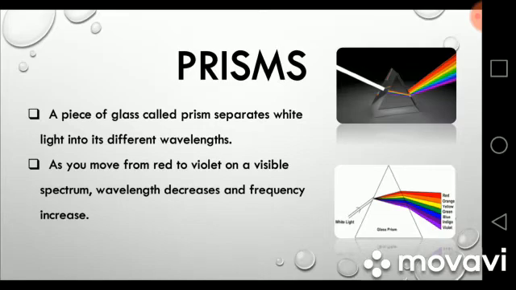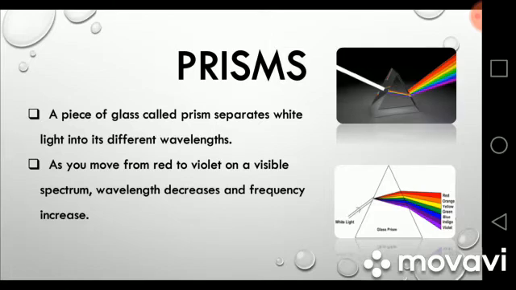As we move from red to violet, the wavelength of the colors decreases, and when the wavelength decreases, frequency increases. Frequency is the number of waves passing through a point in the given time. If the wavelength is short, more waves will be able to pass through the point, and if the wavelength is long, then fewer waves will be able to pass through the point and frequency will decrease.